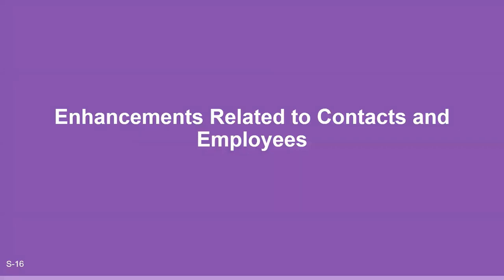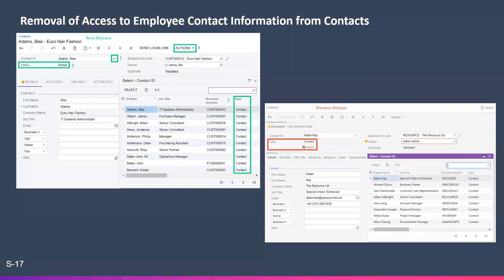Enhancements related to contacts and employees. Enhancements have been made to the layout of the employee and contact screen, and the workflow for contacts has been improved. In previous releases on the contact screen, a user could view the employee settings of contacts that had the employee type. If we refer to the previous release screenshot, we can see the employee type. However, in the new release, employee settings are no longer available for viewing from the contact screen. In the contact ID field of the summary area, a user can select only a contact record of the contact type. Further, type information has been removed from the previous release to the new release.